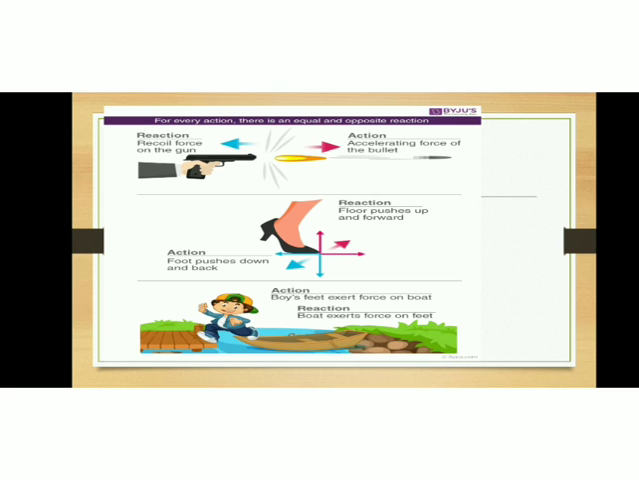Apart from this, other examples are also there. See, in the figure you can see a bullet is fired from the gun. So, which is the action force here? The gun exerts a force on the bullet, due to which the bullet moves forward. So the bullet will exert a backward force on the gun, due to which the gun moves a little bit backward. And this backward movement of the gun is known as recoiling of the gun. Okay, that will be our reaction force. The force exerted by the bullet on the gun is the reaction force.